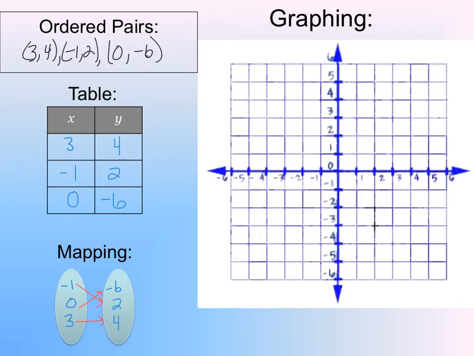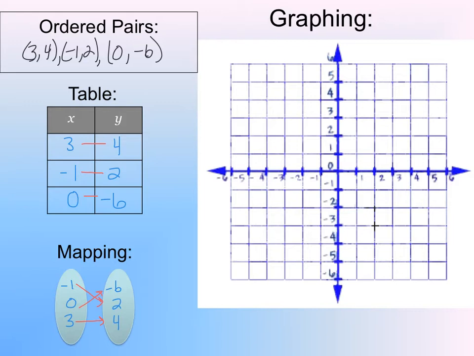Okay, so it's important when you do your table that you don't have to put this numerically least to greatest. You have to make sure you align what you've seen in the ordered pairs the same way in the table. So if I had an ordered pair 3 and 4, I need 3 and 4 to be next to each other in the table, -1 with 2, and then 0 with -6. So that part is important.